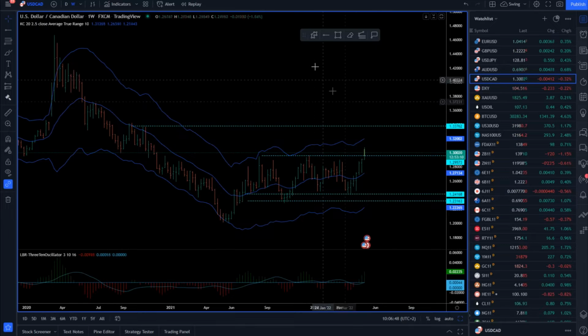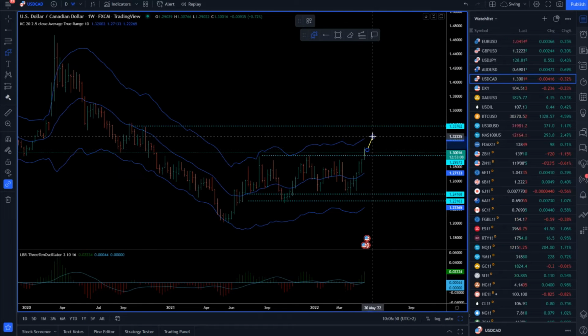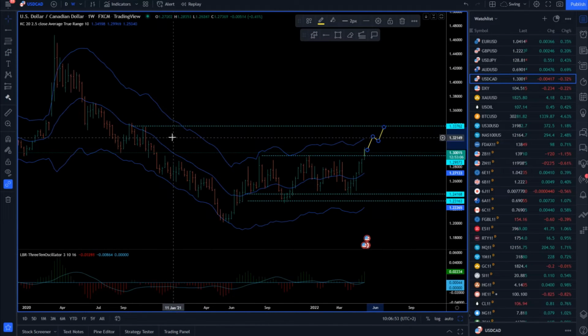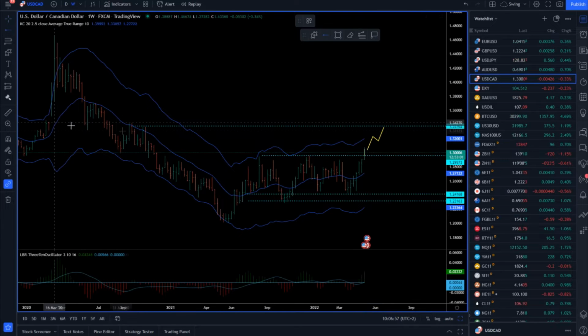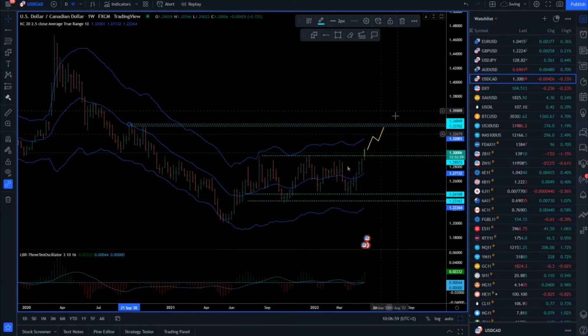So I definitely see this potential for the USD CAD to go in the next period towards the 1.3375 or 1.3400 mark. So definitely lots of potential from the midterm perspective, because of the fresh breakout.